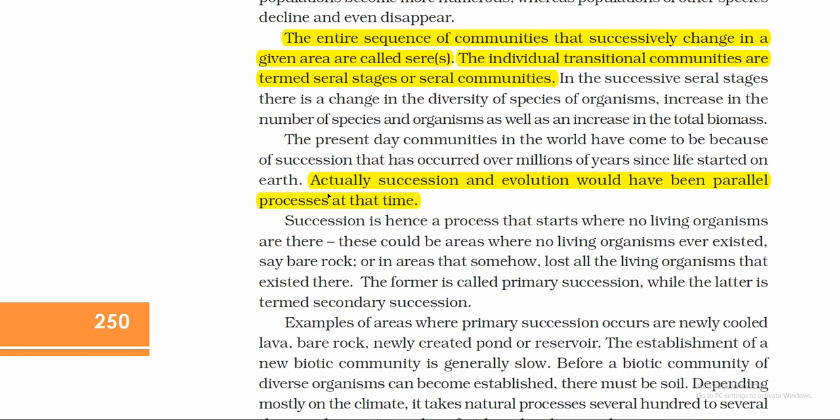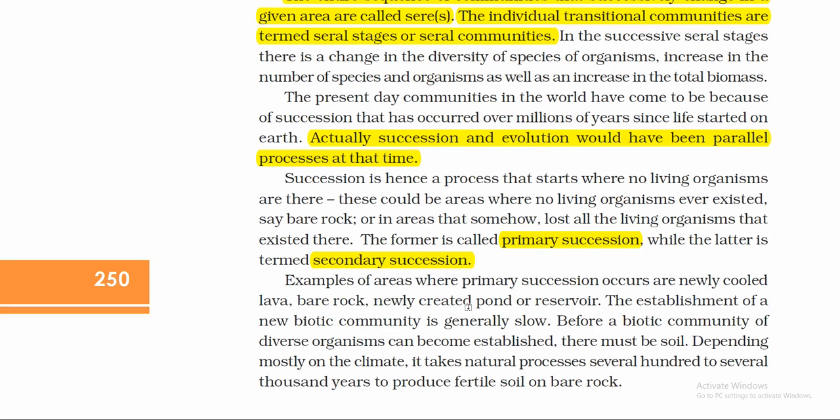Succession is hence a process that starts where no living organisms are there. These could be areas where no living organisms ever existed, say bare rock, or areas that somehow lost all the living organisms that existed there. The former is called primary succession, while the other one is termed secondary succession. Examples of areas where primary succession occurs are newly cooled lava, bare rock, and newly created pond or reservoir.